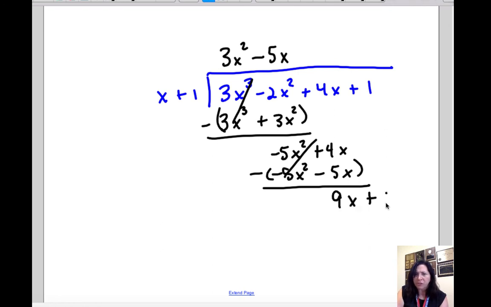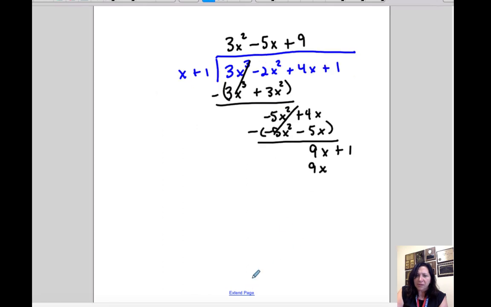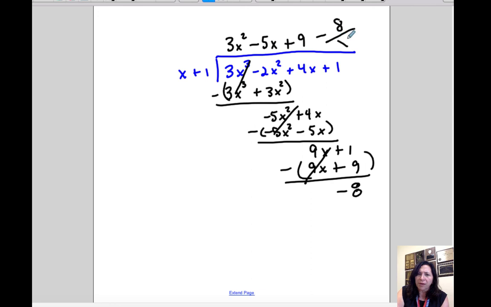Bring down the next term, which is plus 1. x times what is 9x? That would be plus 9. 9 times x is 9x. Not sure if you can see that. 9 times 1 is 9. And you subtract this quantity, 9 minus 9, that cancels. 1 minus 9 is negative 8. So my remainder is negative 8 over my divisor, which is x plus 1. Okay? All right. And that's how you do that problem.